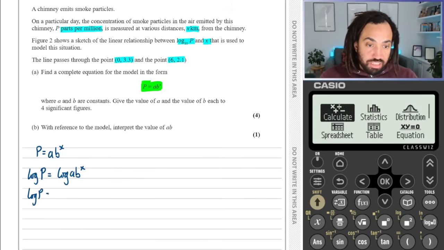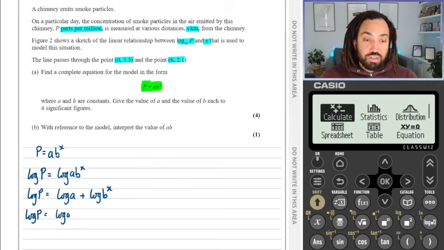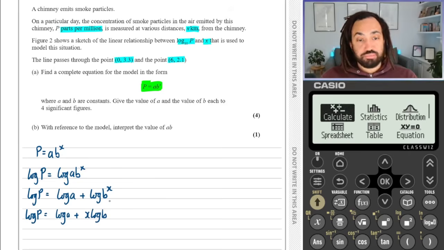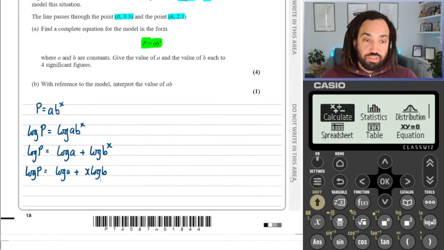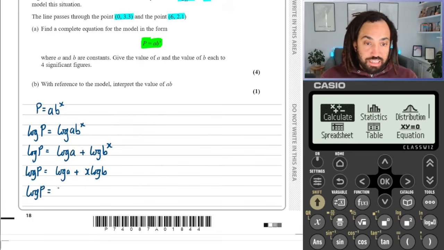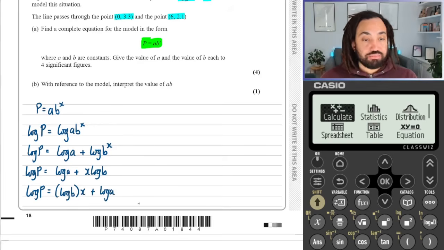And then we're going to split this up, because when we have log of two things multiplied together, it's the same as log of them separately added together like that. And then the other log rule is that if we have log of something to the power of something, we can write that as the power multiplied by log of that something. And then I'm going to write log p here, and write it this way around, so log b times x plus log a at the end like that.